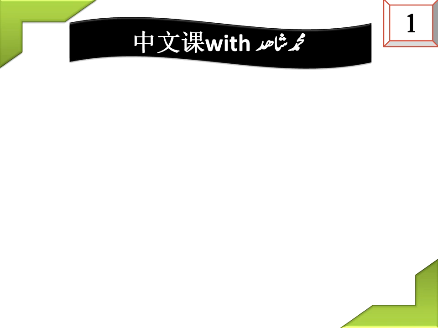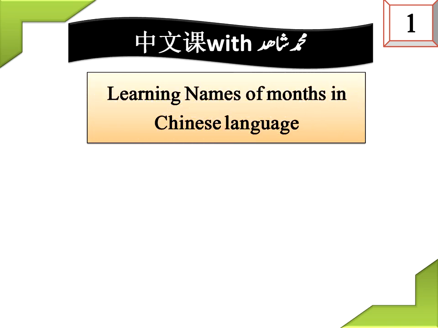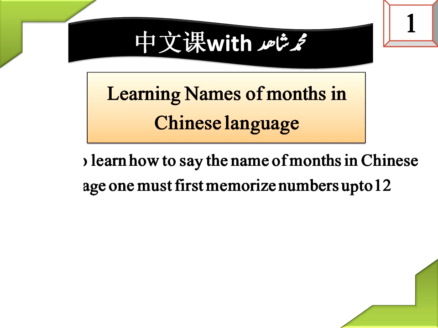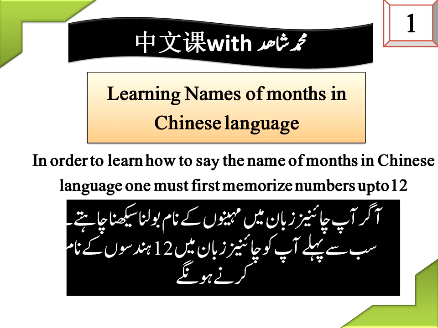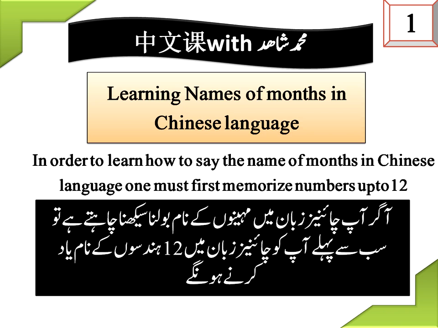So, in order to learn the names of months in Chinese language, it's really easy. And you will see how easy it is. We just have to memorize digits from 1 to 12, because there are 12 months. And we will memorize from 1 to 12 in Chinese. In order to learn how to say the names of months in Chinese language, one must first memorize numbers from 1 to 12. Agar aap Chinese zaban mein mahino ke naam bolna seekhna chahte hain, to sabse pehle aapko Chinese zaban mein 12 hindson ke naam yaad karne honge. This is the must thing that you need to do. Now, how are we going to do that? We will learn how we are going to pronounce that.